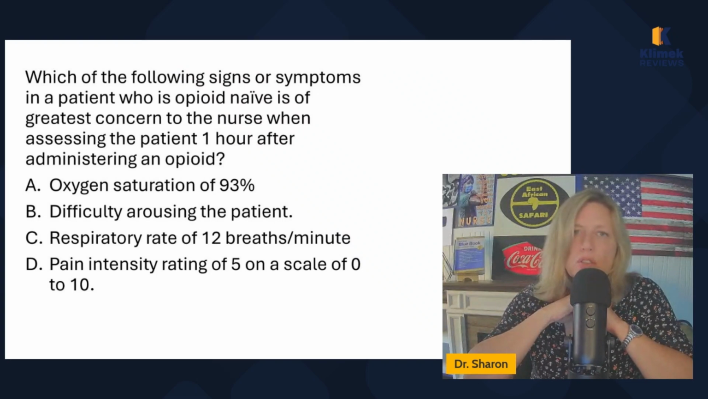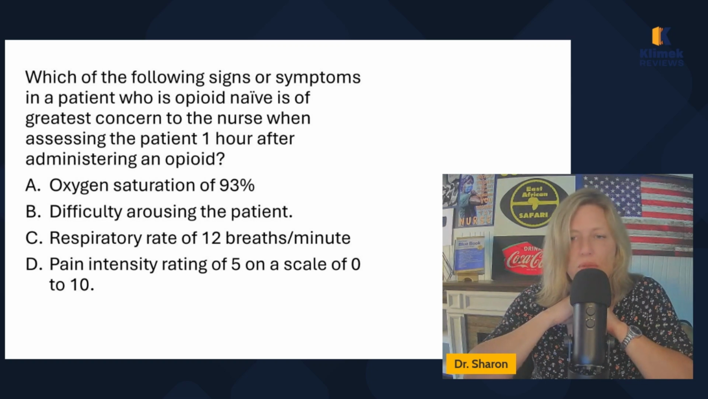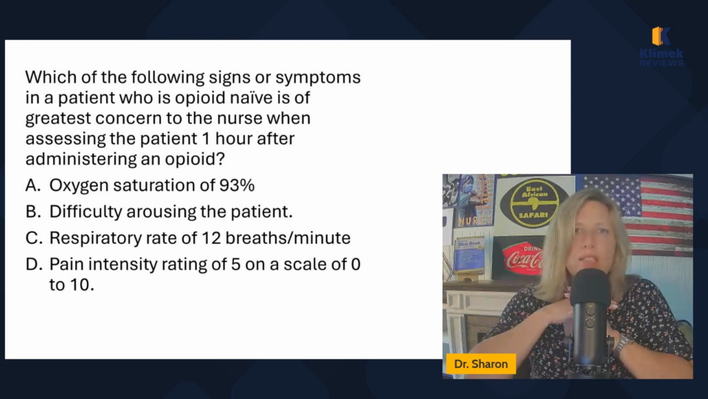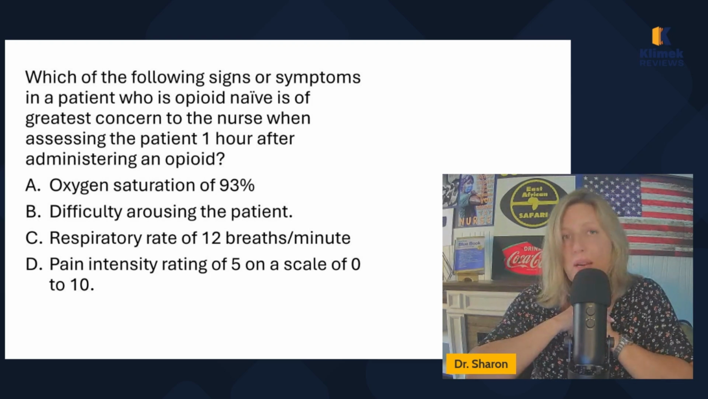So our greatest concern is always the unexpected finding. So I just gave them an opioid an hour ago. So oxygen saturation of 93%, difficulty arousing the patient, respiratory rate of 12 breaths per minute, pain intensity of 5 on a scale of 0 to 10. So which of these is unexpected? Well, 93% and above is considered within normal limits on the NCLEX. So I'm going to go with 93% being expected. I'm okay with that. Difficulty arousing the patient.